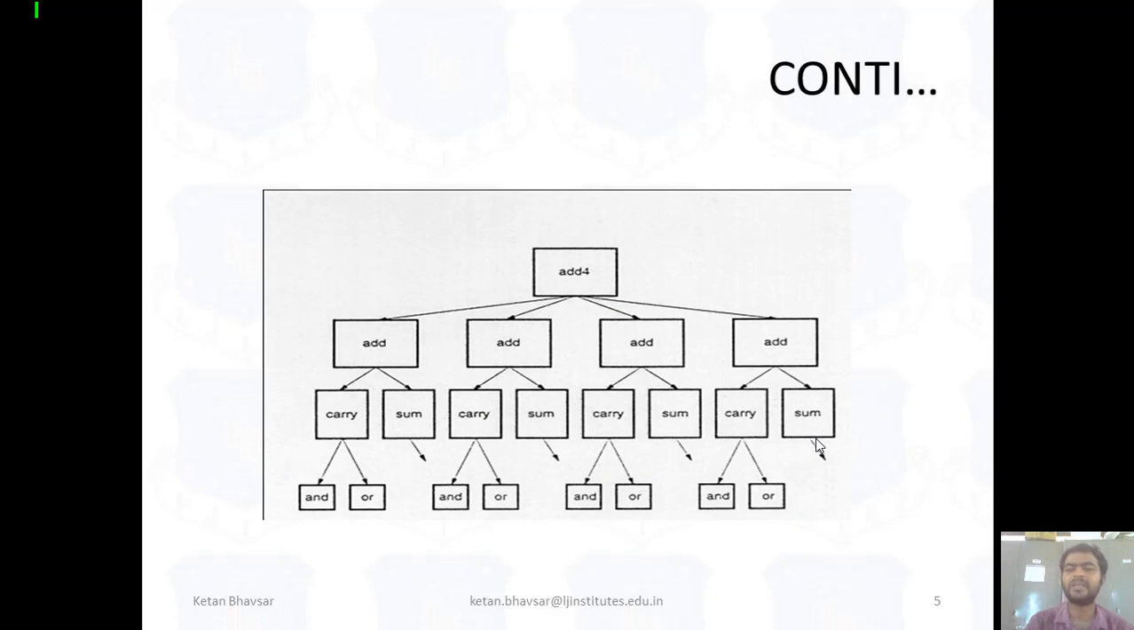As you can see, we are taking one example of a 4-bit adder. For reducing the complexity of the 4-bit adder, we divide the adder into smaller parts. So it becomes 1-bit adder, 1-bit adder, 1-bit adder and 1-bit adder. So the complexity on the programming side as well as on the hardware side can be reduced with the help of dividing the 4-bit adder.